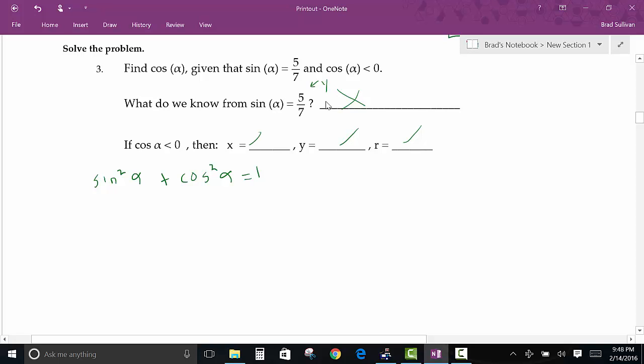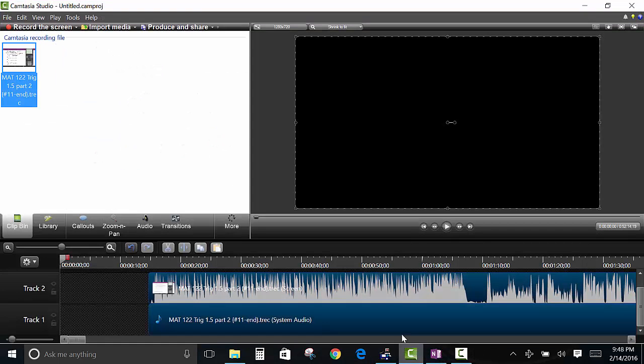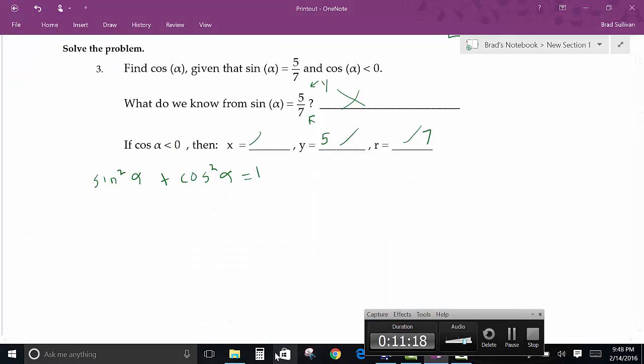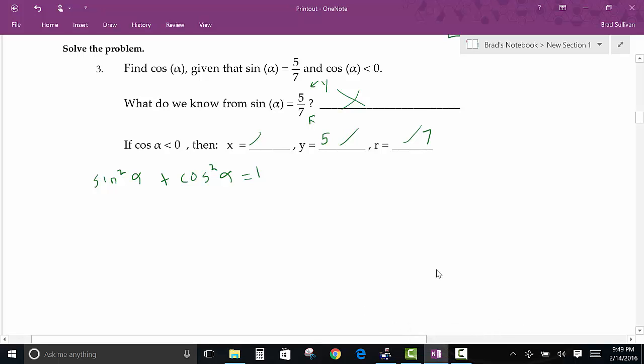Basically, in this problem, you'd be given that y is 5, and you'd be given that r is 7. Then you could find x by the Pythagorean theorem, and I'm going to go ahead and just let you do it this way. So I'm going to basically just pause this recording for a minute here and let you try that, and then as soon as you're ready, you can resume and see if you got a good answer.